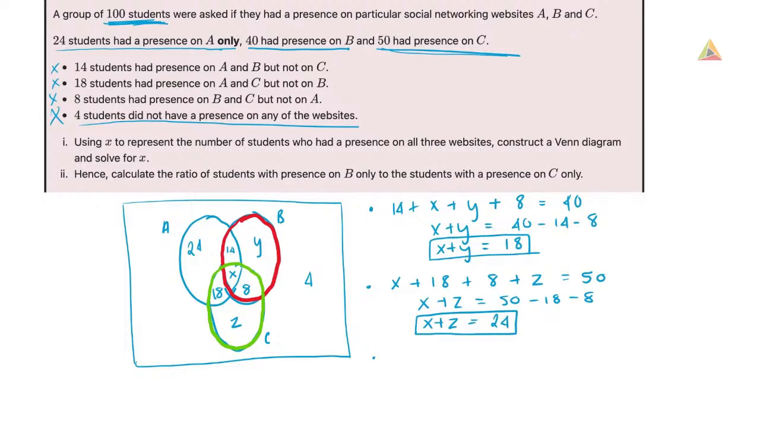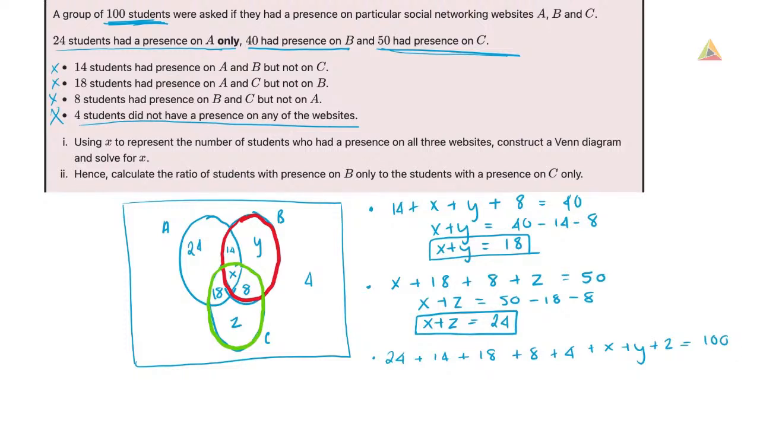So I'm going to add all the numbers first. 24 plus 14 plus 18 plus 8 plus 4, don't forget about the 4 that's outside, and my letters, plus X plus Y plus Z give me a total of 100.